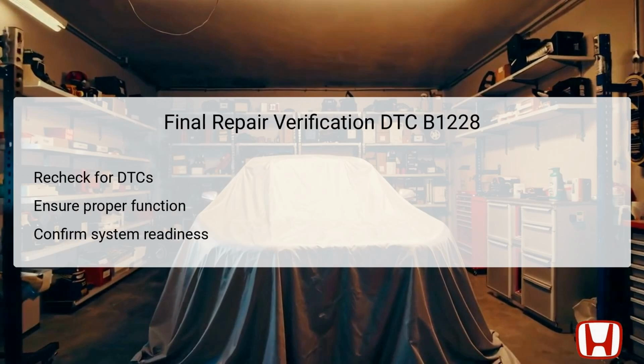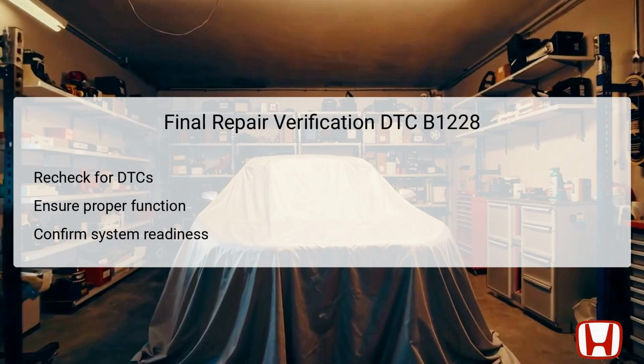Final repair verification is crucial after addressing the issues leading to DTC B1228. Once repairs, including potential replacement of faulty components, are complete, it's necessary to check for the presence of any DTCs again using the HDS. This step confirms that the previous codes related to the outside air temperature sensor have been resolved. Furthermore, the proper functionality of the climate control system should be assessed. It should effectively respond to temperature changes without any inaccuracies.